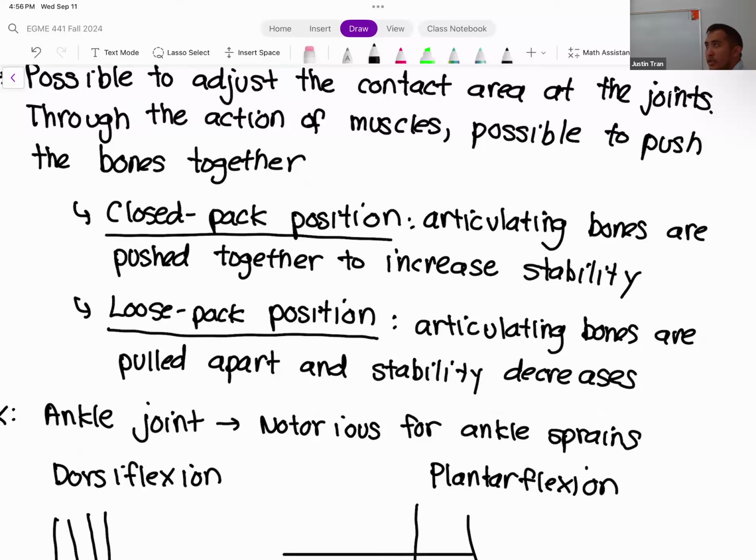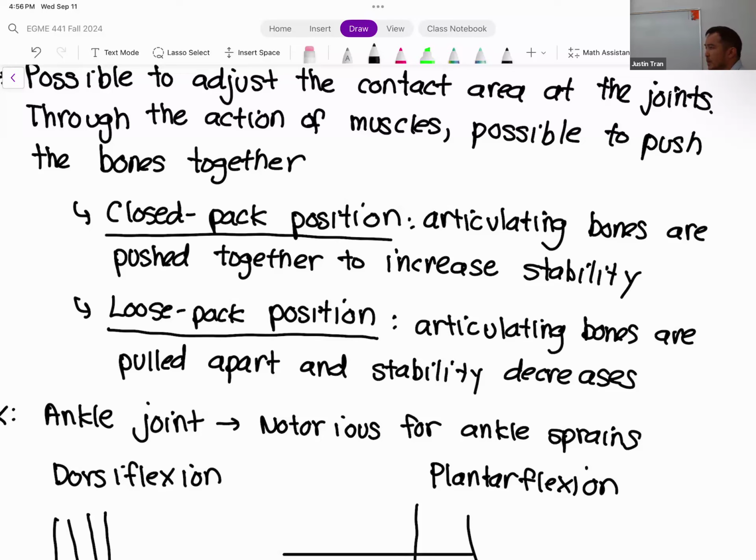It's more in terms of how the joint is being pushed together. In the simplest case, you can imagine it as compression versus tension. It's not as simple as that in a lot of cases because the muscles don't run perfectly parallel to the bones. But if you're in a position where the bones are being pushed together, that's a closed pack position. And if they're being pulled apart, that's a loose pack position.